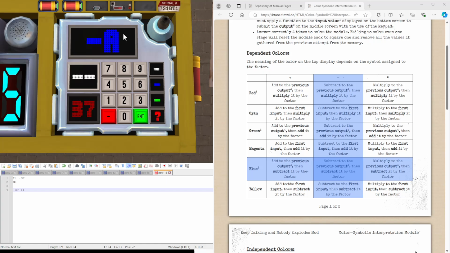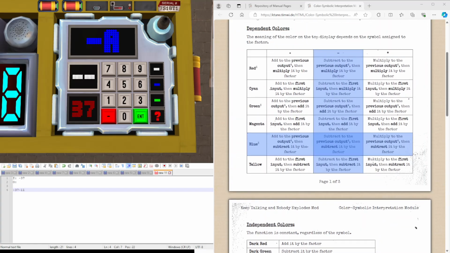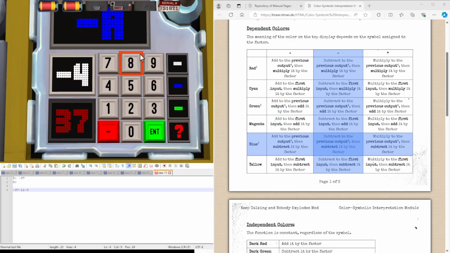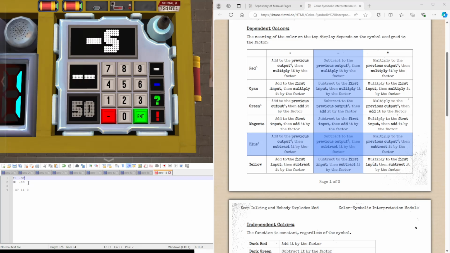The factor will be the letter up here. That is letter A. The amount of consecutive successive submissions, we currently have none, so we're going to be subtracting 0. So, completing this, we get negative 48, so we're going to type in 48 negative, and hopefully if we've done this right, we move on to the next stage.